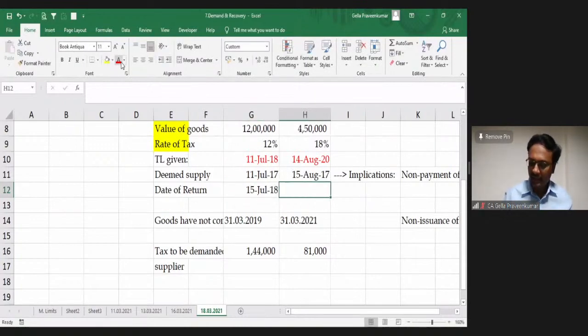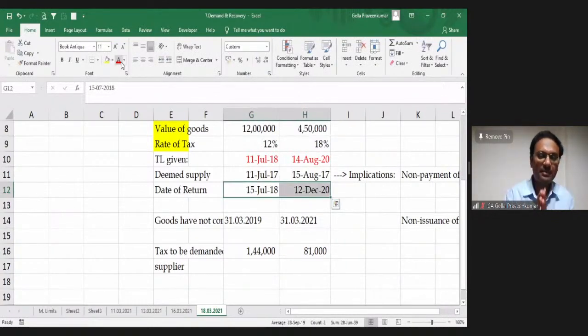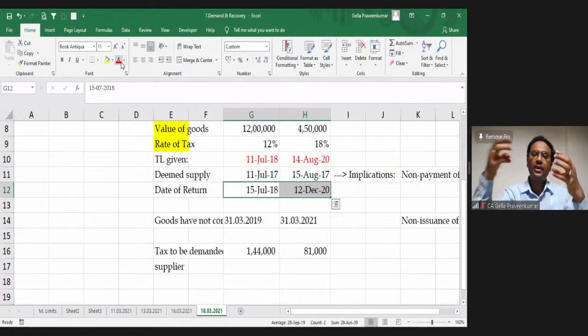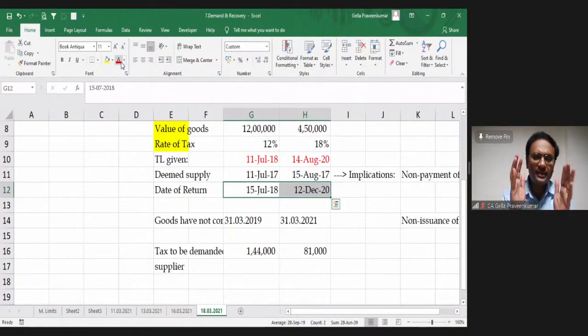And here, say 12th December 20. Now, though the goods have come back, the law says, look, I have given you 1 year, I have given you 3 years. If it has not come back, I presume that the principal supplied to the job worker and the job worker should account as a purchase, and again job worker should raise an invoice for that particular material. This is a cumbersome activity which is a legal provision.